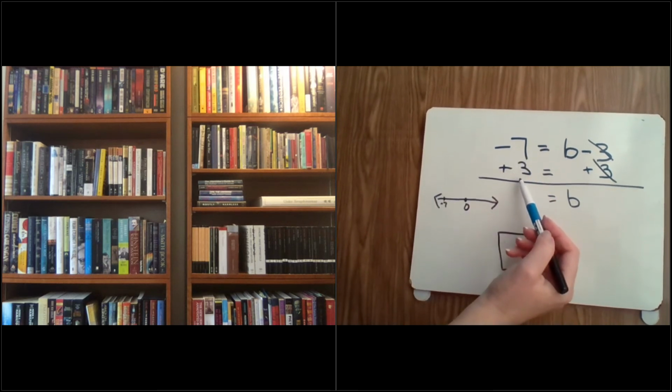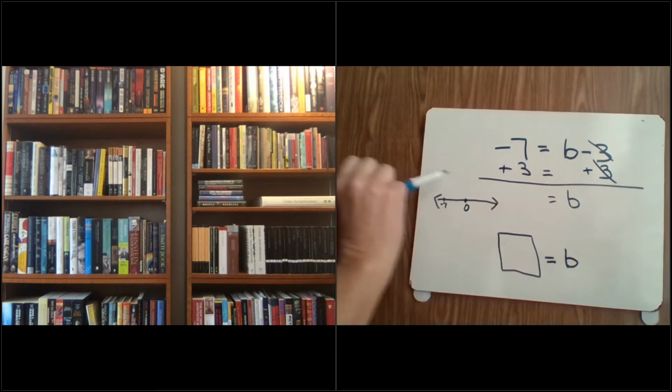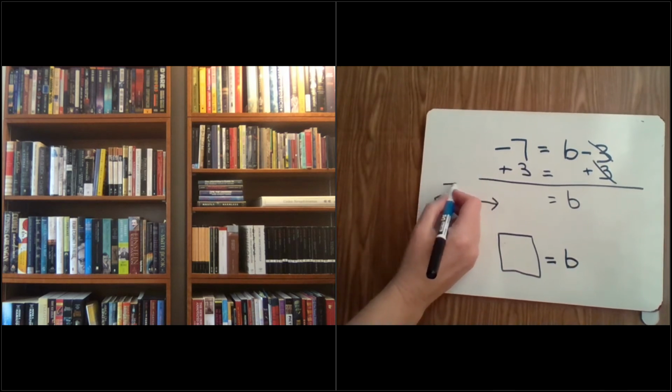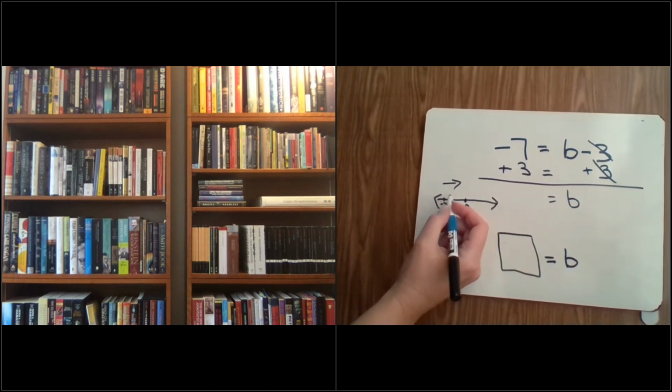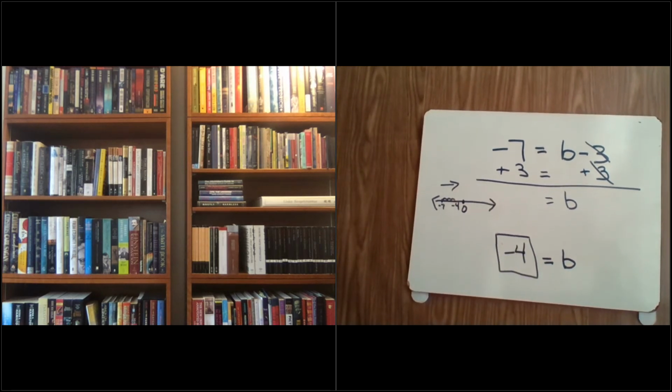I have to add 3. If I'm adding a positive number, things are getting bigger, and anything getting bigger on the number line has to move to the right. So I know I'm going this direction. I'm at negative 7, and I need to go 3 jumps to the right. So negative 6, negative 5, negative 4. There's my 3 jumps, and I ended up at negative 4. So B in this case equals negative 4.